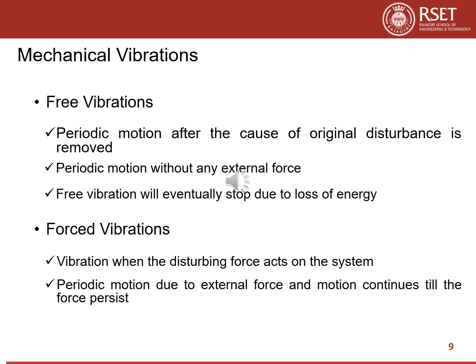Now there are two terms that are required. One is free vibration and the other is forced vibration. A mechanical system is said to have a free vibration if the periodic motion continues after the cause of the original disturbance is removed. For example, consider a simple pendulum. When we are not giving any disturbance to the pendulum, it will be vertical. That is, the string will be vertical, with a mass at the bottom. That mass is called the bob.